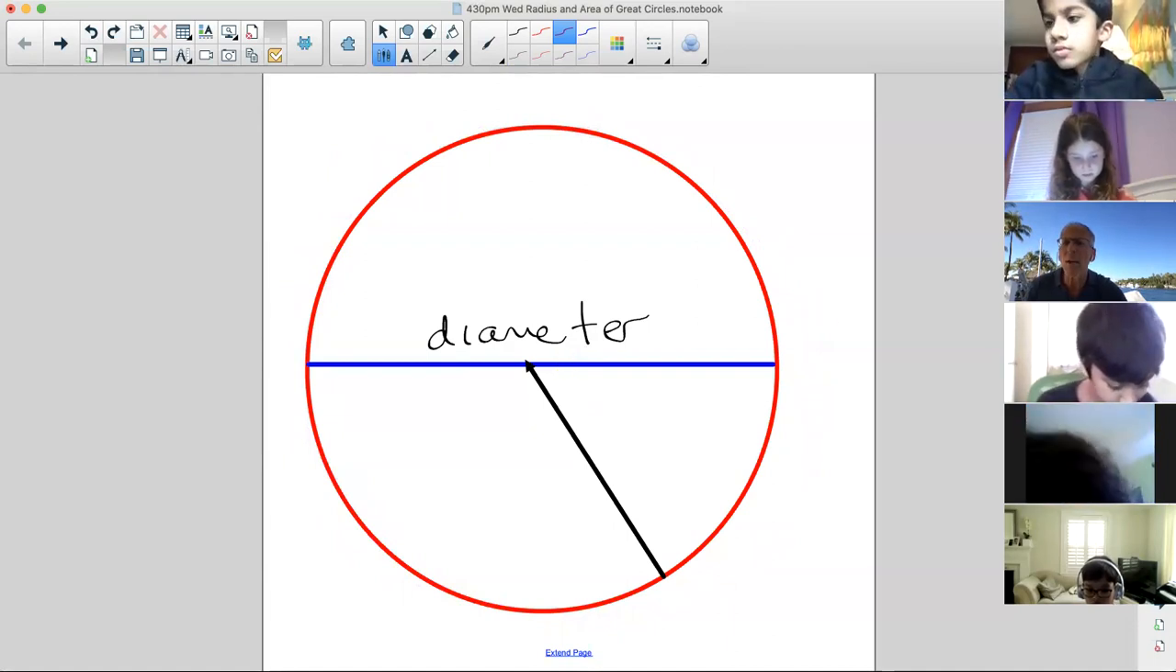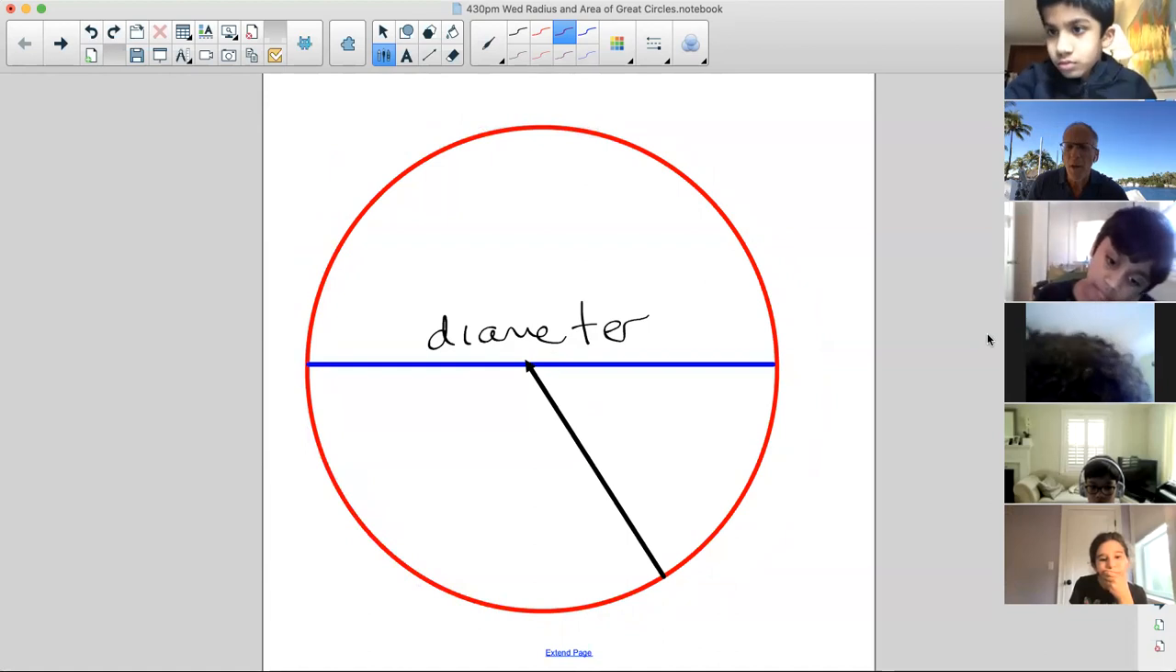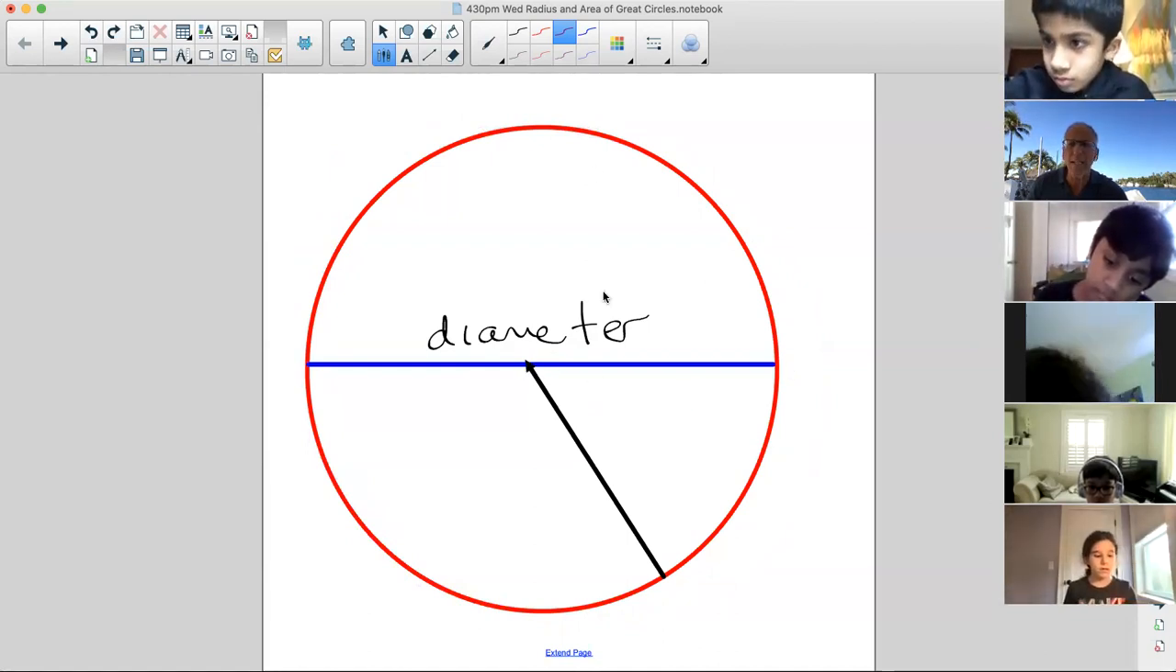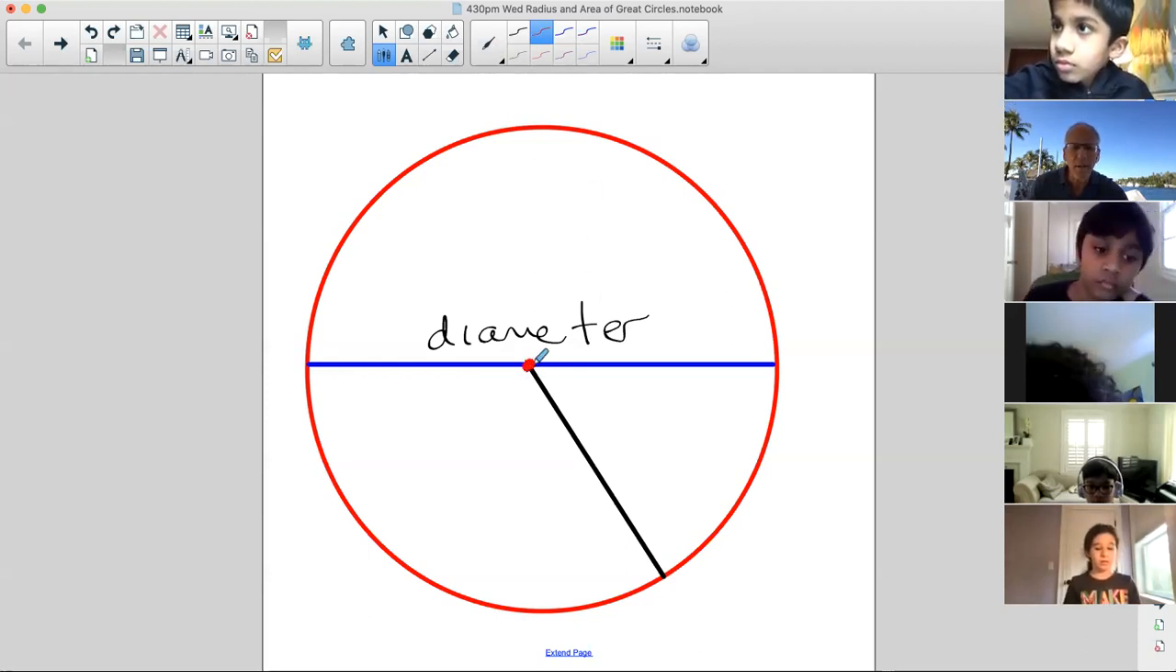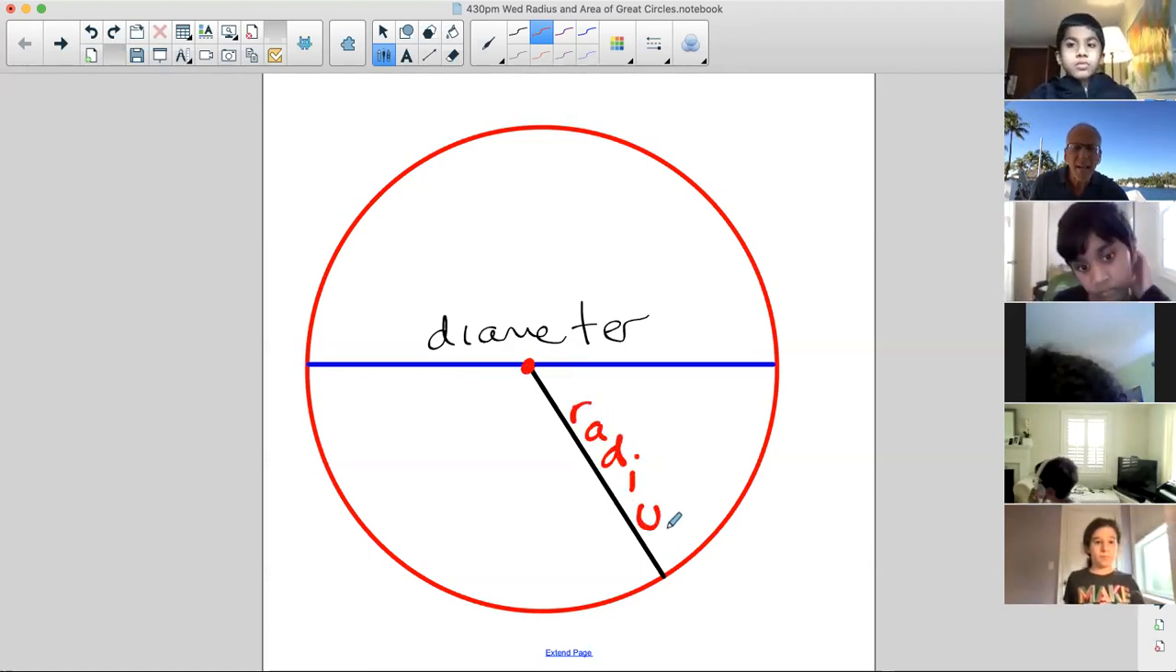Who thinks that they know that? Kelsey, your hand is up. Do you know it? Or was it up from before? No, Sunyi, what about you? Does anybody know the name of that segment? Go ahead, Sunyi. Radius? Yes. It is the radius. It is called the radius.